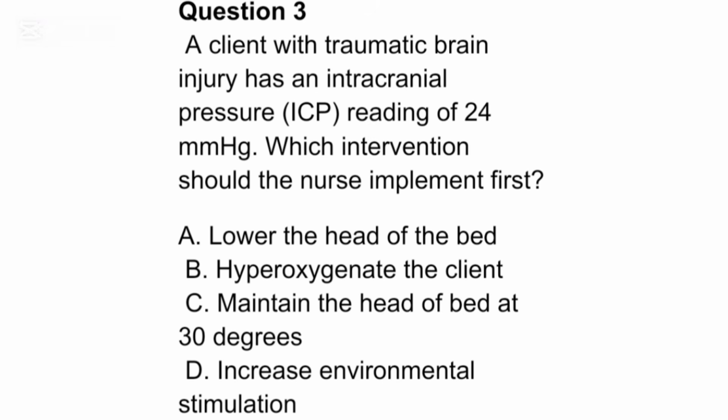Question 3. A client with traumatic brain injury has an intracranial pressure, ICP, reading of 24 millimeters mercury. Which intervention should the nurse implement first? A. Lower the head of the bed. B. Hyperoxygenate the client. C. Maintain the head of bed at 30 degrees.